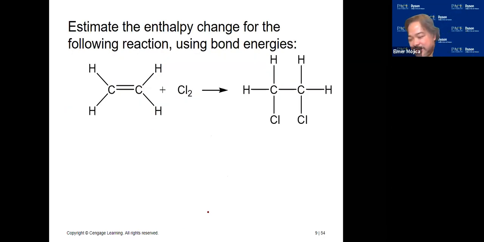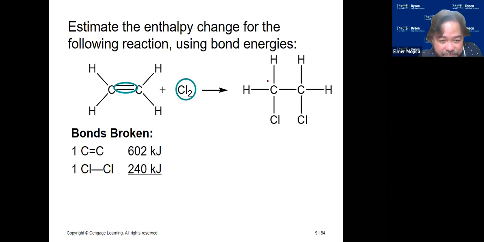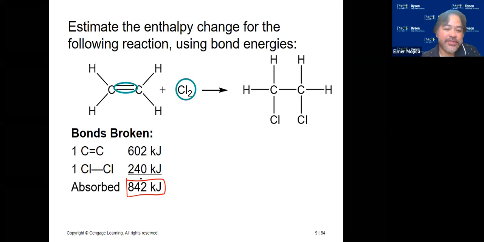I think this is the last slide that we have here. This is the reaction and this is the product. For us to determine the enthalpy change, we have to identify which bond or bonds were broken. One of them is the double bond, which you broke to give a single bond. Another bond that's broken is the one between the chlorines. You have to supply this energy: 240 kilojoules to break the Cl-Cl bond, and 602 kilojoules to break the carbon double bond to make it a carbon single bond.